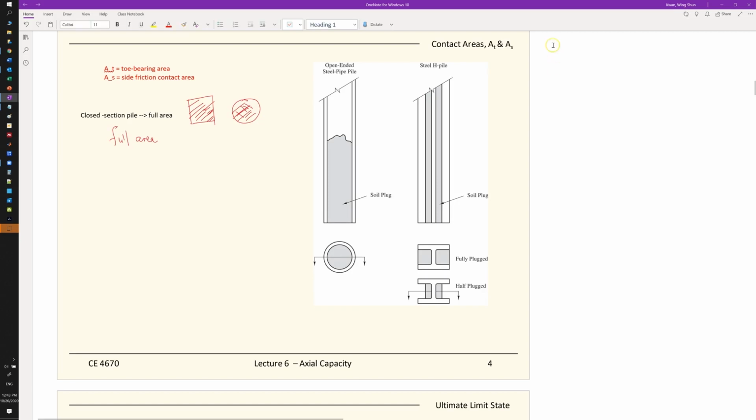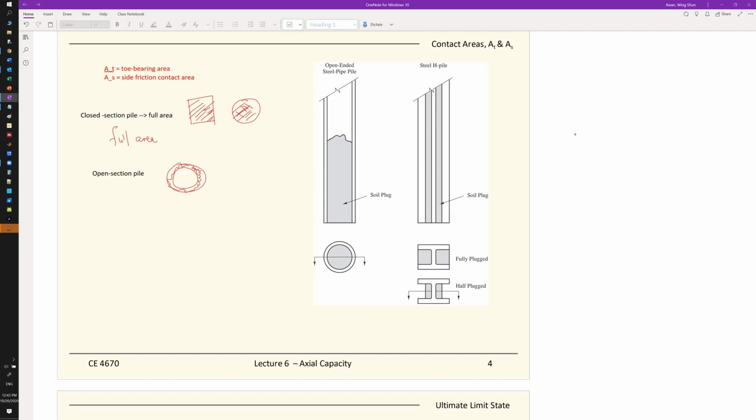But in many cases, for steel piles especially, you have open section piles, which means you will have a hollow geometry. So now the question is, when you have hollow piles, should you just consider the metal part, the steel part, or what about the open area, the hollow part? Should we consider that to be our contact area here?